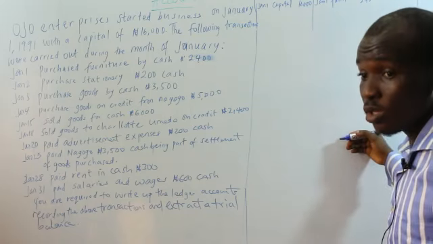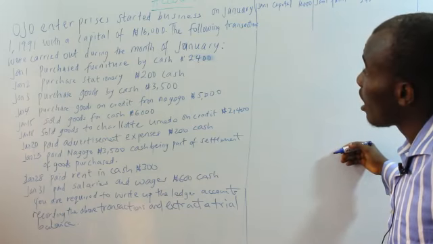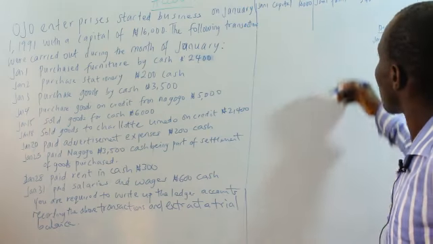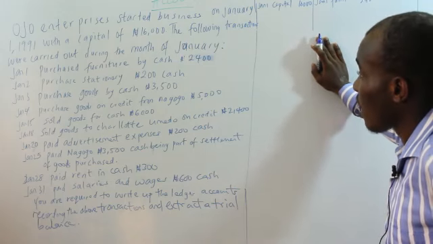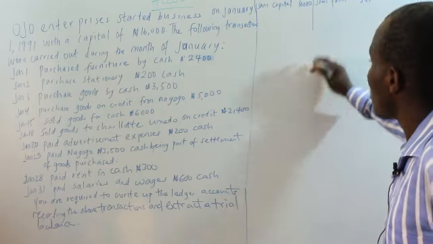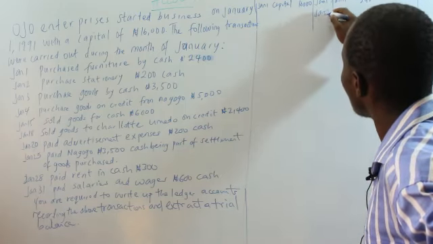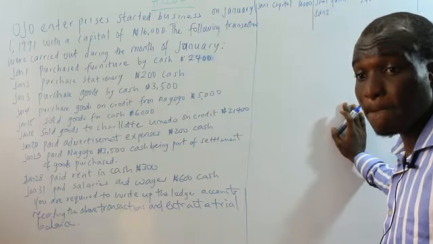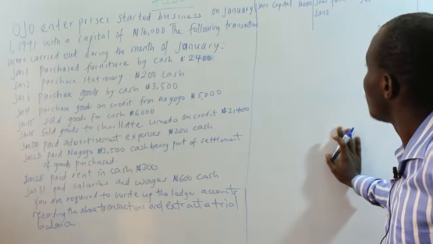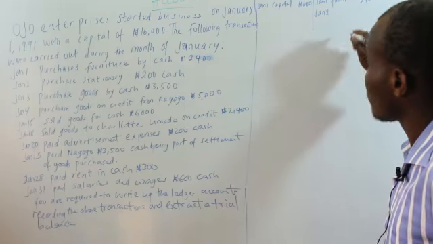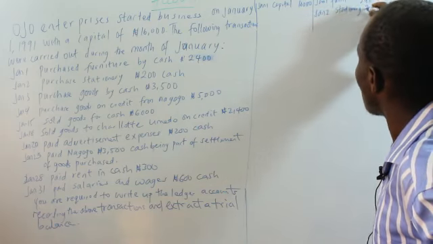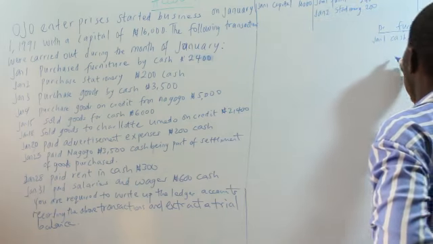January 2, purchased stationery by cash, 200 naira. That is a cash payment, so credit cash and debit the stationery account. We maintain a single column cash book since we don't have a balance at bank. So January 2, we have the credit cash, stationery, 200, and debit the stationery account.